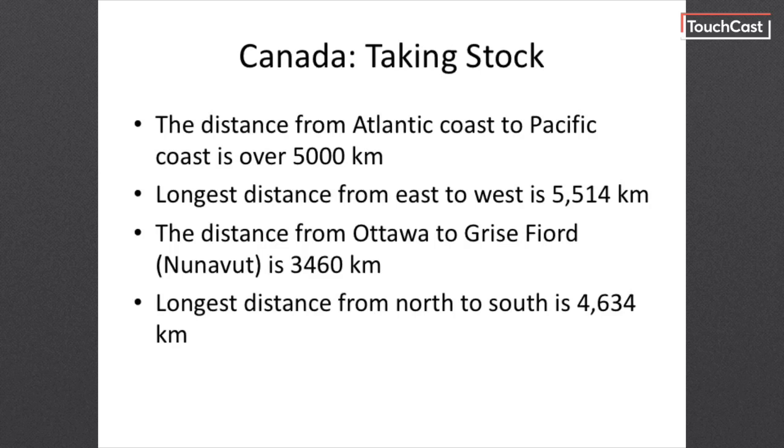When we look at some of these geographic features, I think one thing to keep in mind is the scale of the country. The distance from the Atlantic coast to the Pacific coast is over 5,000 kilometers. The longest distance from east to west is actually 5,514 kilometers. The distance from Ottawa to Grise Fjord in Nunavut is 3,460 kilometers. And the longest distance from north to south is 4,634 kilometers. These are enormous distances.